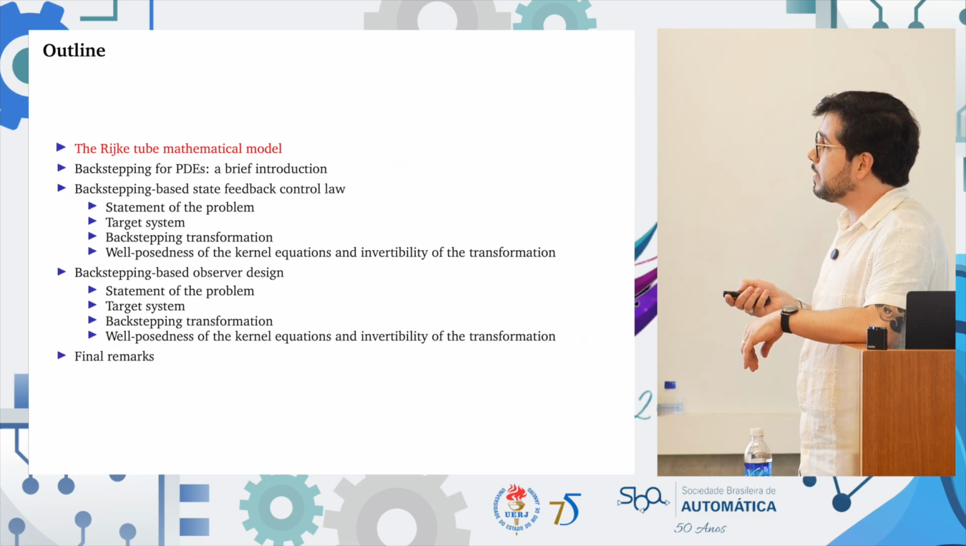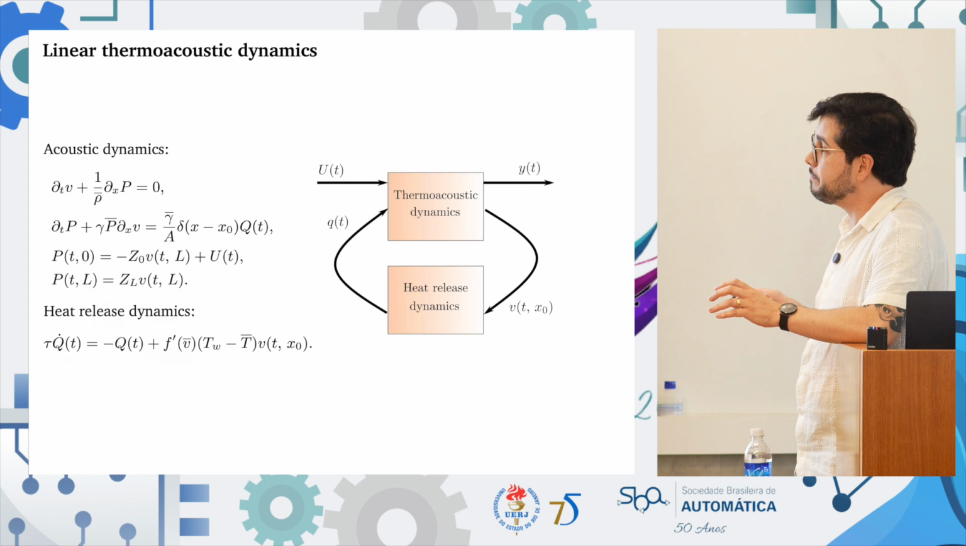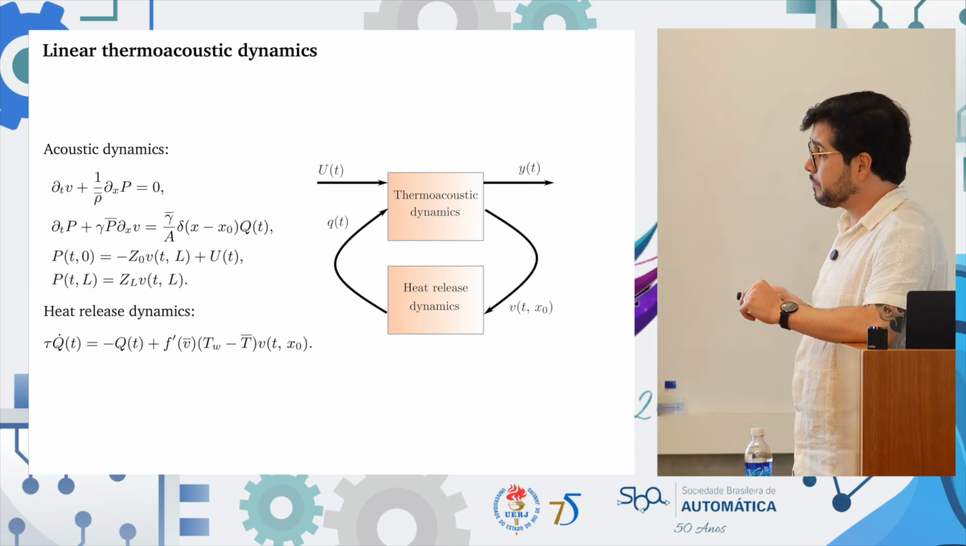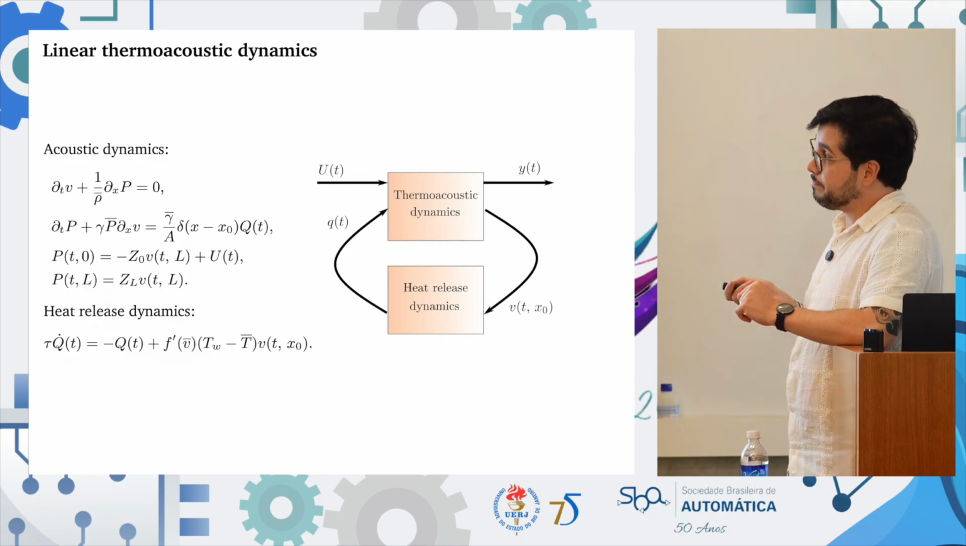So first, the mathematical model of the Rijke tube. We have two kinds of physics: the acoustic dynamics and the heat release dynamics. They are coupled by the velocity at one point of the domain. This is the reason why we have, on the right-hand side of the acoustic pressure dynamics, this delta function to couple the heat release at the point x0. And also we have the acoustic velocity inside the tube.